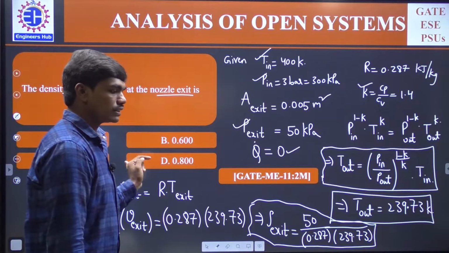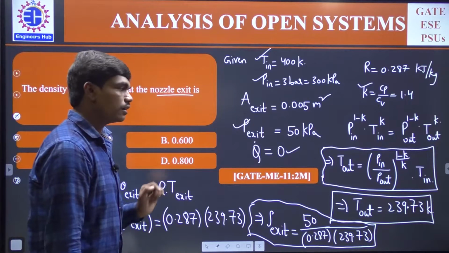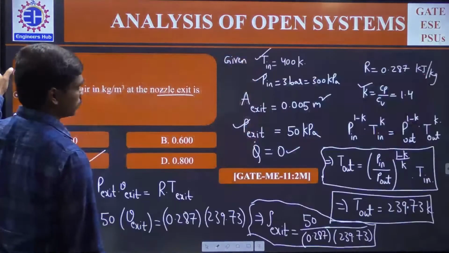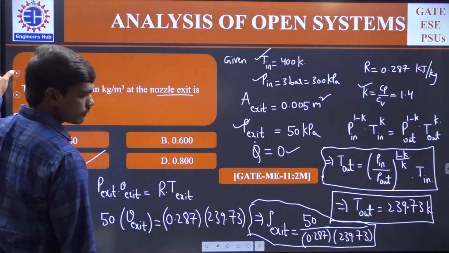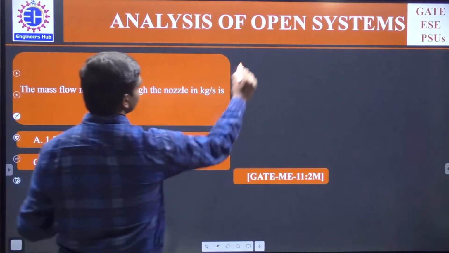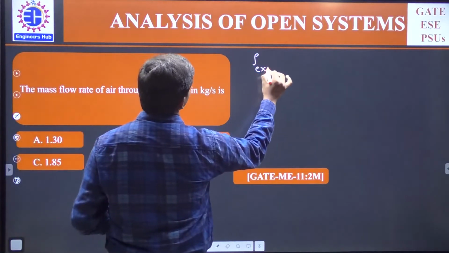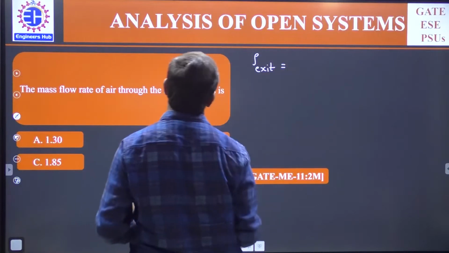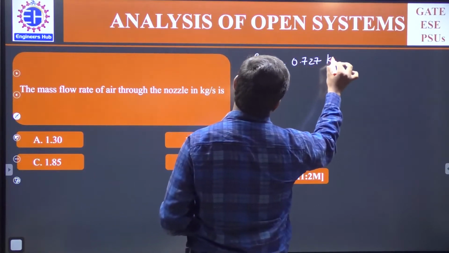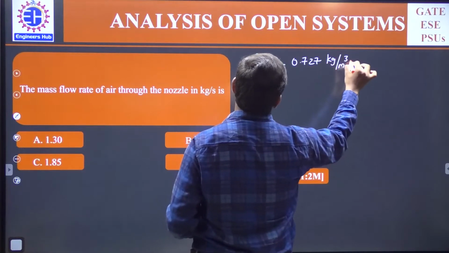So 0.727 is the density of the gas at the exit. Okay, so I'm moving ahead. Can I move ahead now? Clear? Okay. So finally we got density at exit equal to 0.727 kg per meter cube. This is where we ended up.